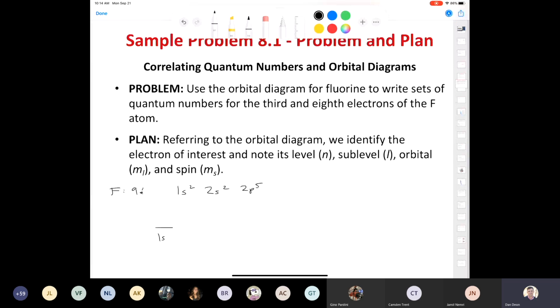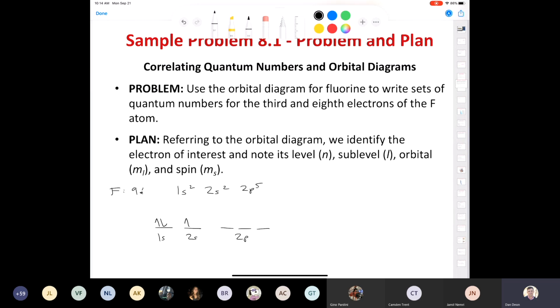So I have a 1s orbital, then a 2s orbital, and then three 2p orbitals like this. I'm going to fill them up: 1, 2, 1, 2, and then 1, 2, 3, 4, 5. It says here the 3rd and the 8th electron. So let me erase all these and I'll do it with this. Okay, so let's fill them up. We've got 1, 2, 3.